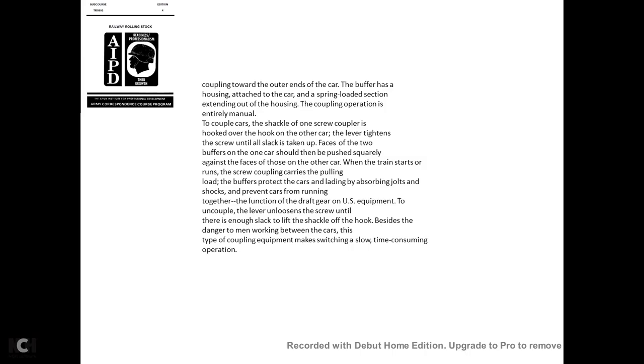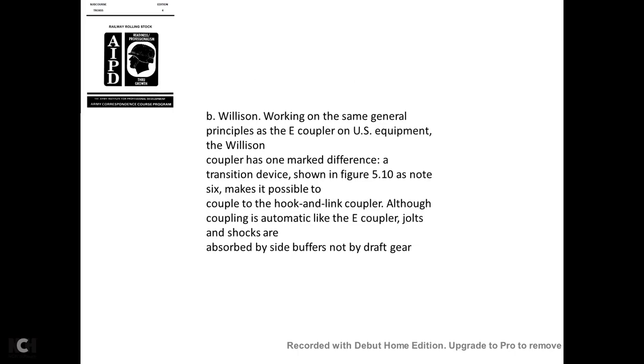When the train starts, the screw coupling carries the pulling of the load. The buffers protect the cars and lading by absorbing the joint shocks and prevent the cars from running together. That is the function of the draft gear. To uncouple, they unloosen the screws until there is enough slack to shackle off the hook. Besides the danger to the men working between the cars, this type of coupling equipment makes switching a slow, time-consuming operation.